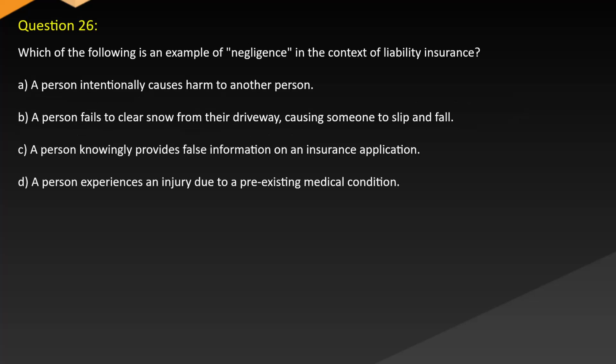Question 26. Which of the following is an example of negligence in the context of liability insurance? A. A person intentionally causes harm to another person. B. A person fails to clear snow from their driveway, causing someone to slip and fall. C. A person knowingly provides false information on an insurance application. D. A person experiences an injury due to a pre-existing medical condition.